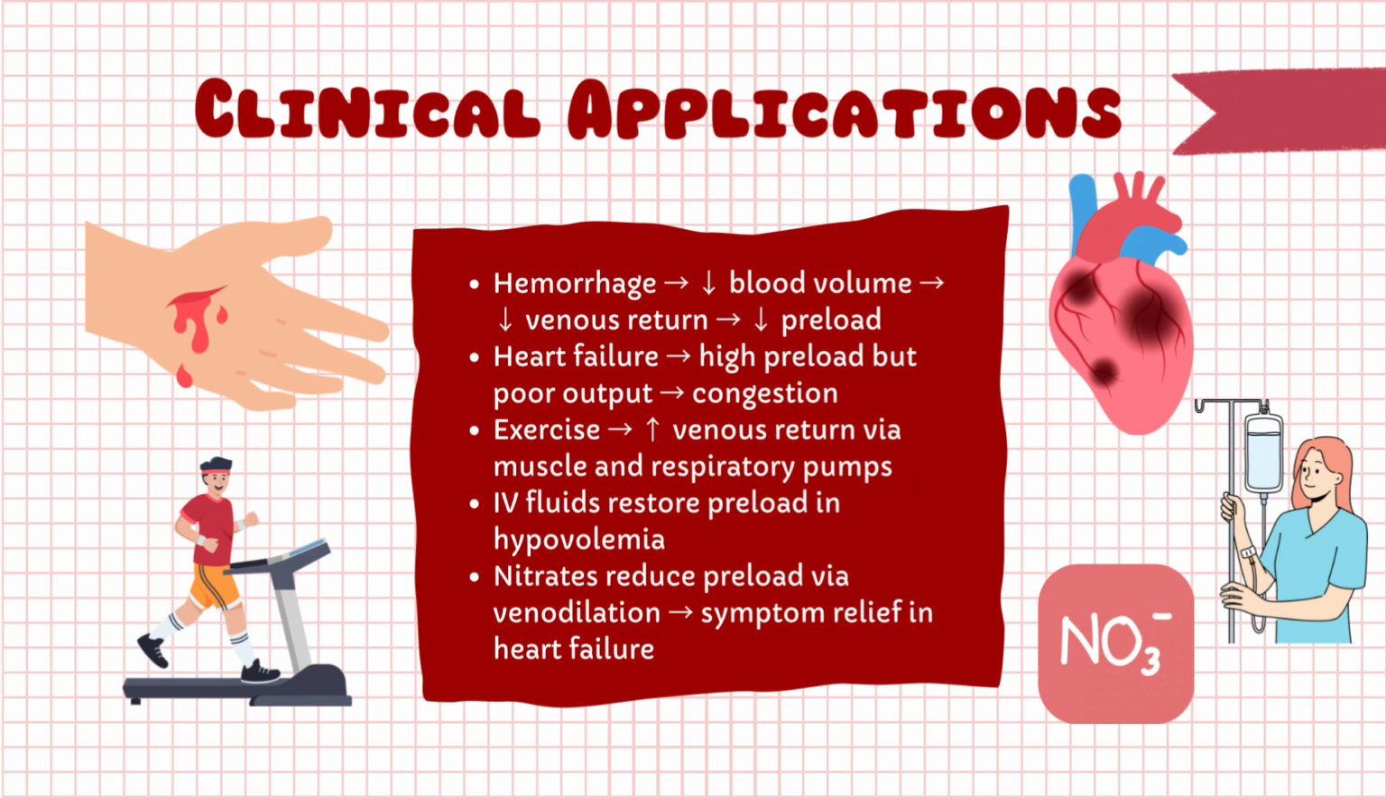During exercise, both the muscle pump and respiratory pump increase venous return. This boosts preload and helps the heart deliver more blood to active tissues. Intravenous fluids increase preload and are used to improve cardiac output in hypovolemia. On the other hand, nitrates reduce preload by dilating veins. This decreases the amount of blood returning to the heart, which can relieve symptoms in patients with heart failure. Understanding how to manipulate preload is key to managing many cardiovascular conditions.